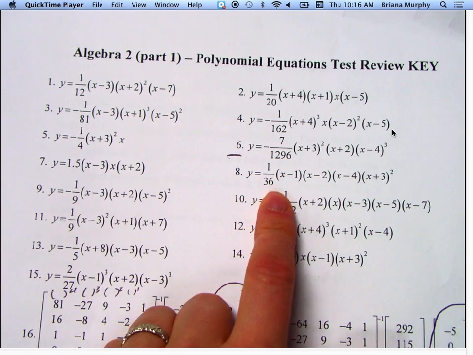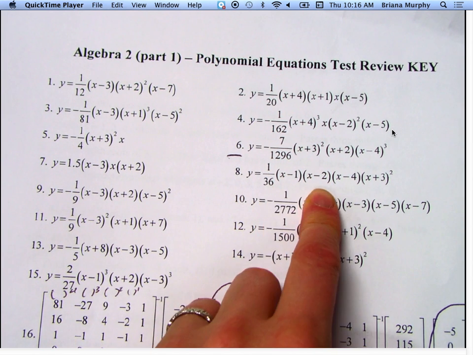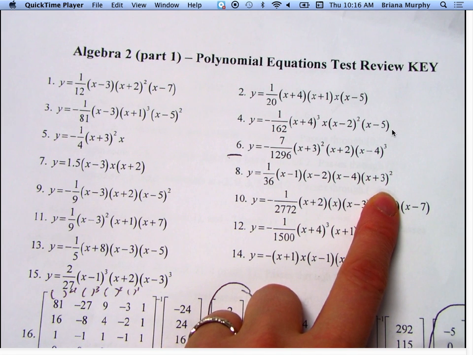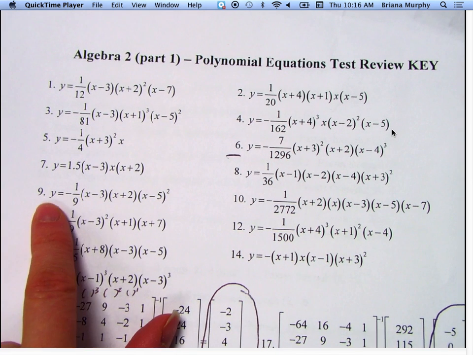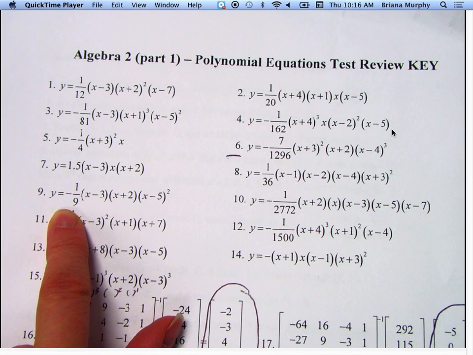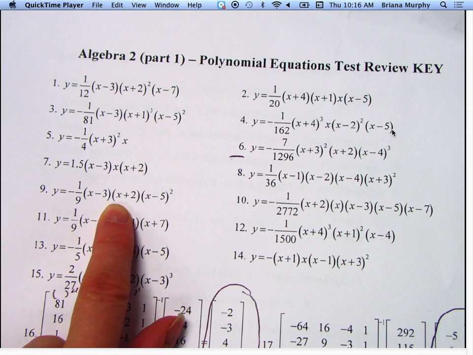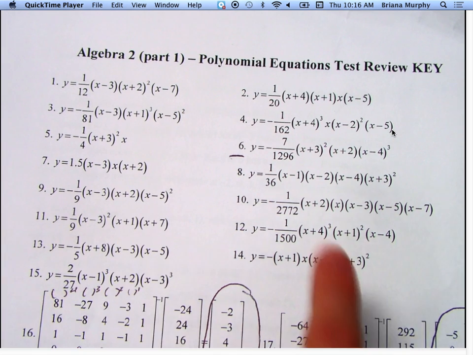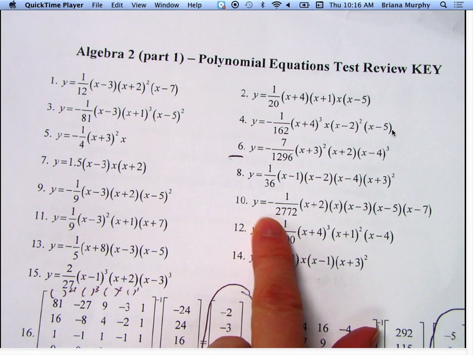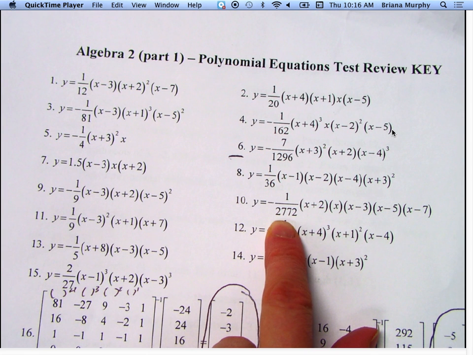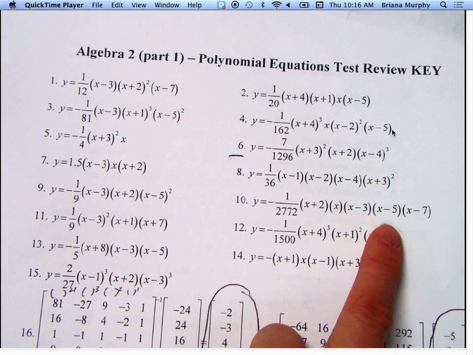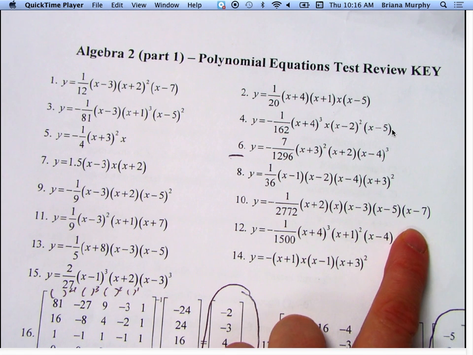Number 8 is 1 over 36 times x minus 1 times x minus 2 times x minus 4 times x plus 3 squared. Number 9 is y equals negative 1/9 times x minus 3 times x plus 2 times x minus 5 squared. Number 10 is y equals negative 1 over 2,772 times x plus 2 times x minus 3 times x minus 5 times x minus 7.